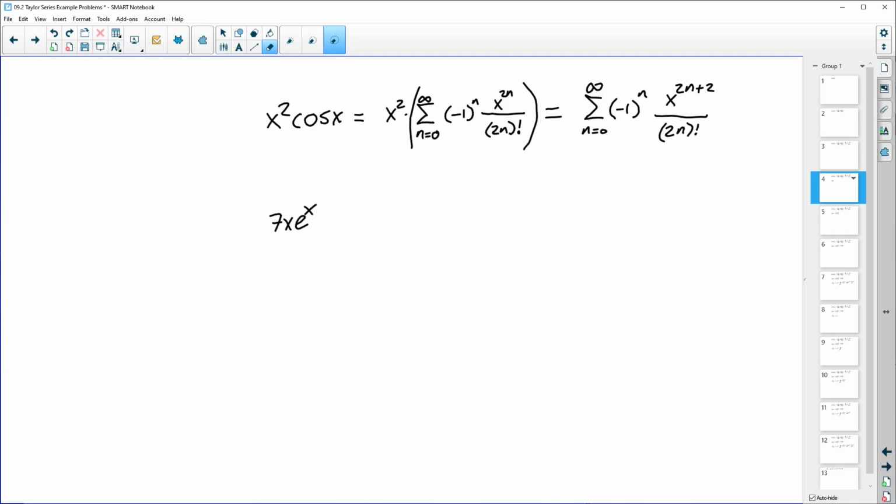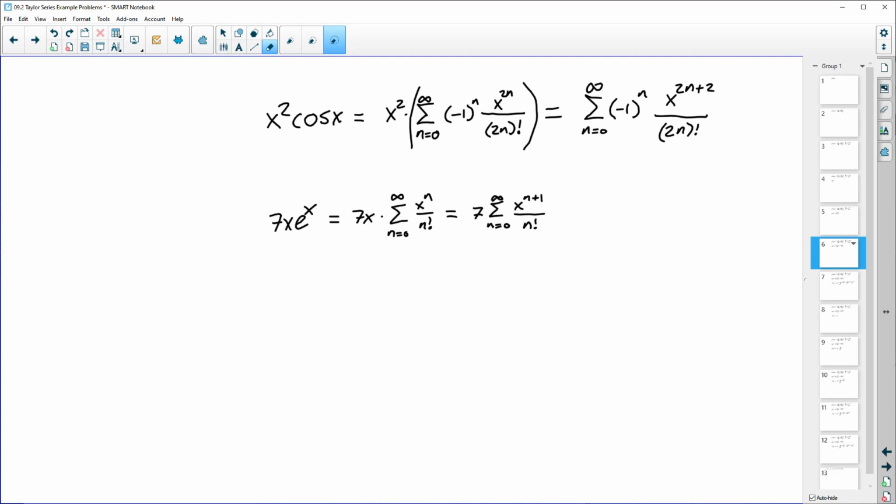We know the Maclaurin series for e to the x, we are going to multiply an x through, which is going to change the index of the exponential. Finally, we have 7 times the sum of x raised to the n plus 1 divided by n factorial.